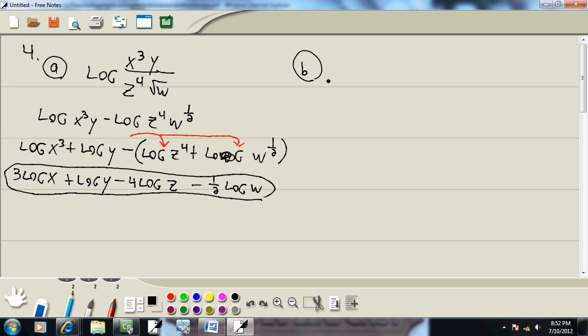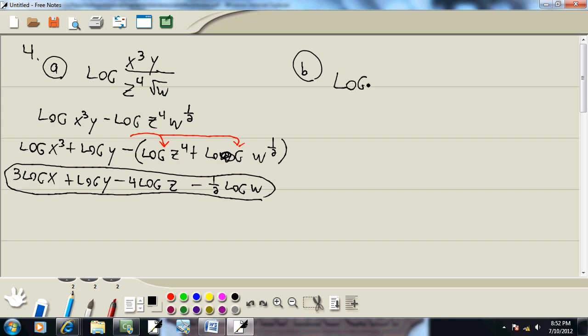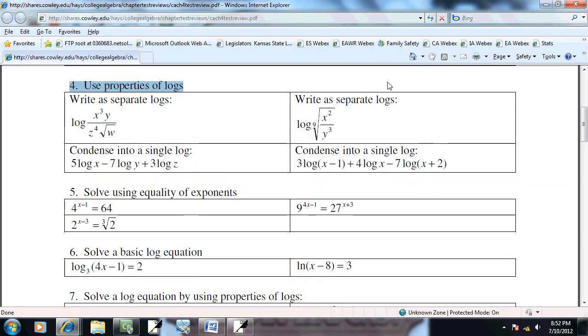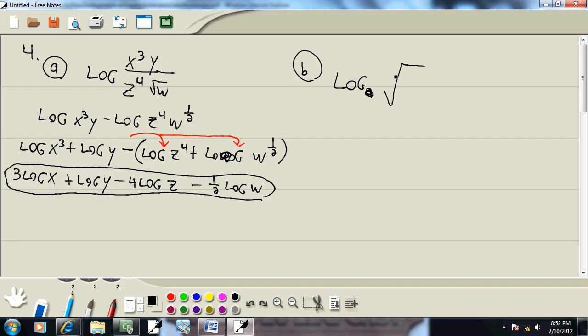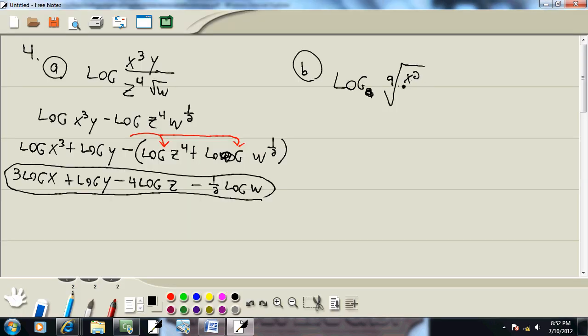Now let's look at our second problem. We got log base 9. Oops, I'm lying to you. Eyes are bad. It's the 9th root of x squared y to the third. Well, we know we don't like radicals at all when we're dealing with logs, so we're going to rewrite it. This will be x squared y to the third to the 1/9 power.